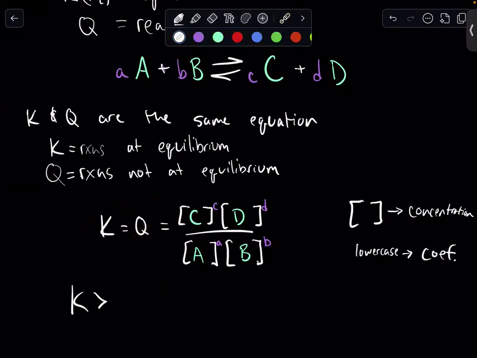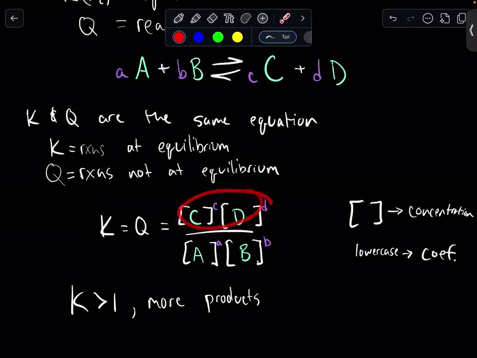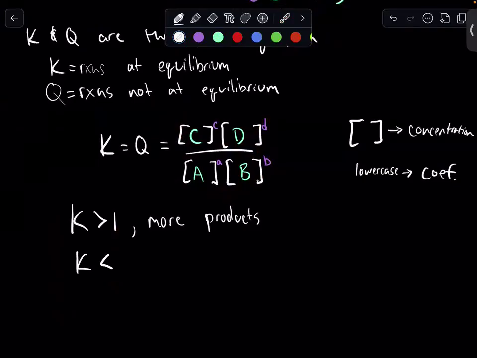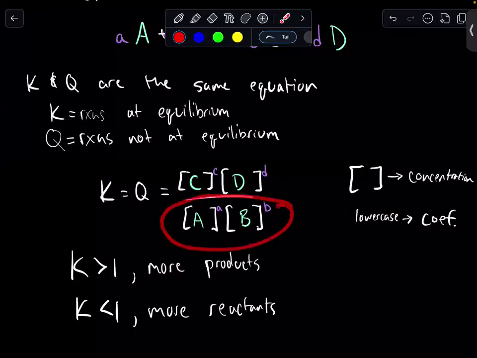So K is greater than 1 when we have more products. As products are on top, if we have more products overall, this value will be greater than this value, meaning K will be greater than 1. If K is less than 1, we have more reactants. So this tells us how a reaction is favored at equilibrium. If a reaction at equilibrium has more products, K is greater than 1. If a reaction at equilibrium has more reactants, K is less than 1.